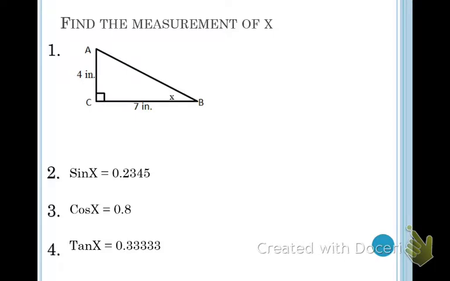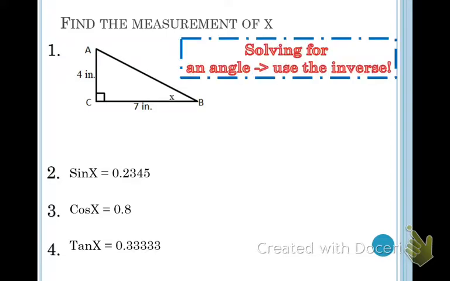Okay, so you're going to write this down and you're going to highlight it. So whenever you're solving for an angle, you're going to use the inverse. And I will explain what it means, so you'll understand by the end. I write it on the side, highlight it.